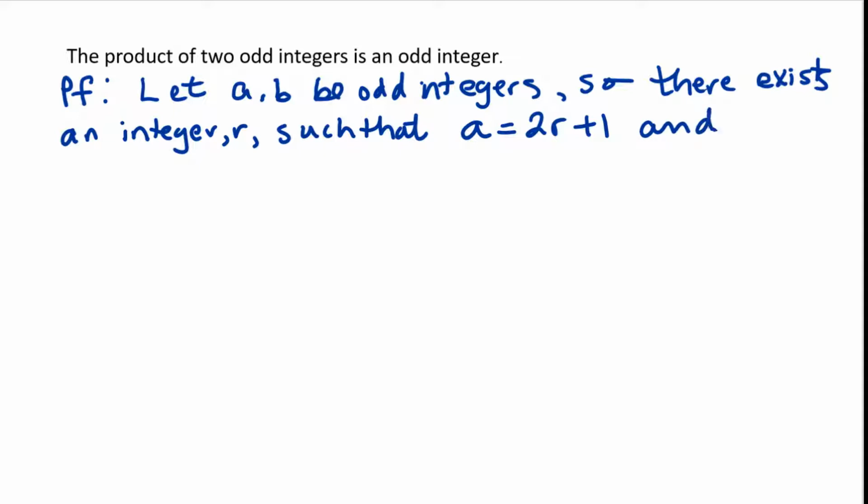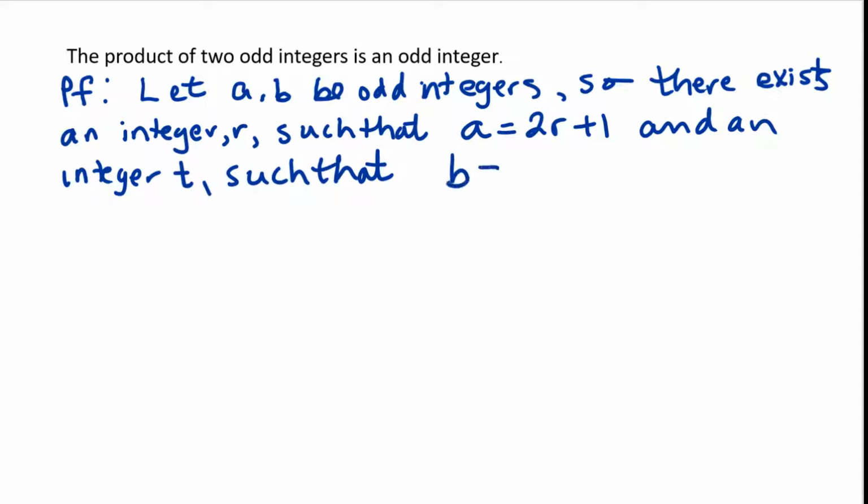And an integer, I need another letter, T, such that B is equal to 2T plus 1. Then let's see what happens.